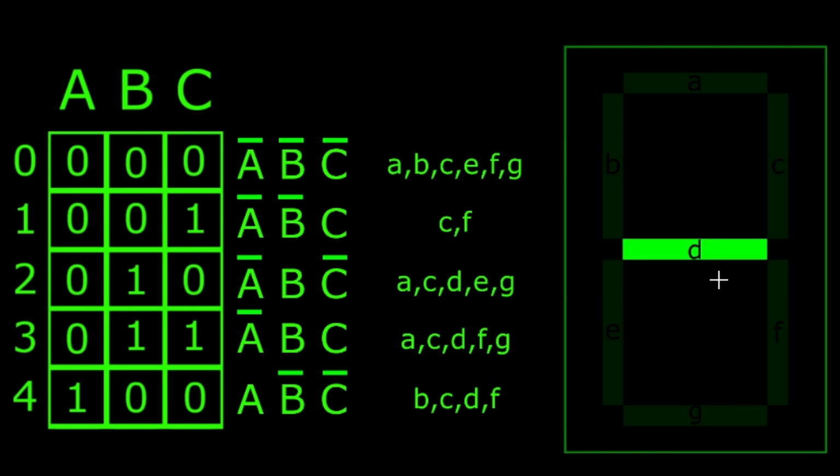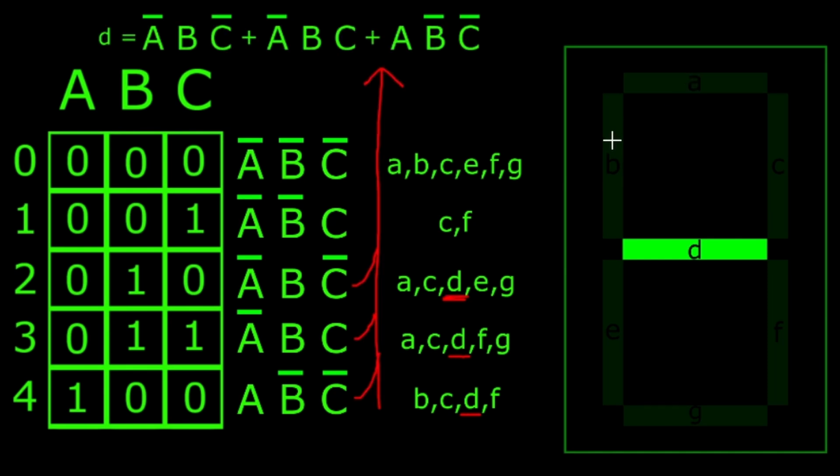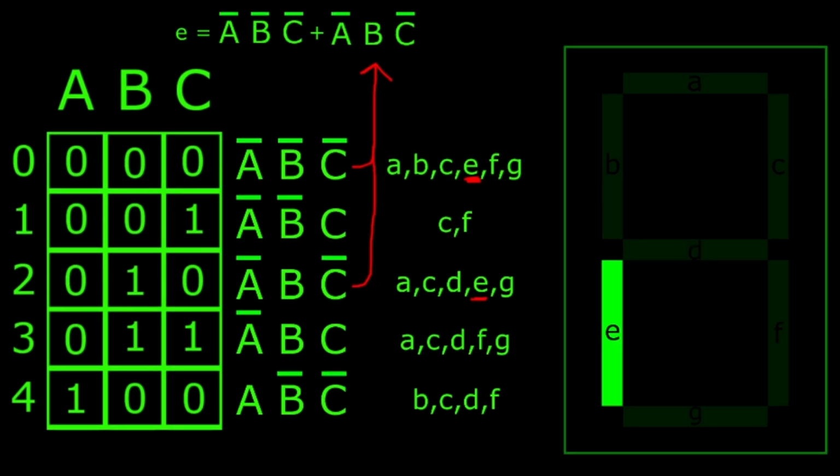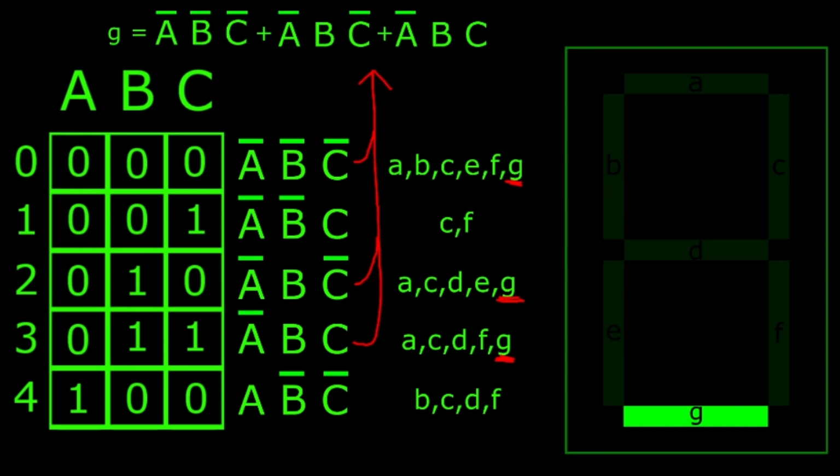So now we'll move on to the D segment, this one in the middle. And we can see that we only want the D segment to light up when we display the digits 2, 3, and 4. So just like we did for segments A and B, all we need to do is combine these three product terms together, separated by the OR function. And this way, if either of these product terms becomes true, then so will segment D, if we connect it to this logic. And we'll do the same for E, F, and G.